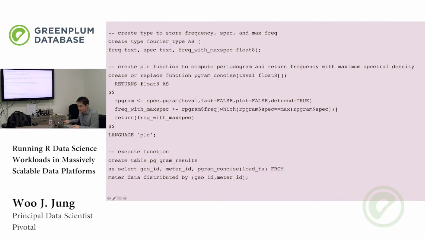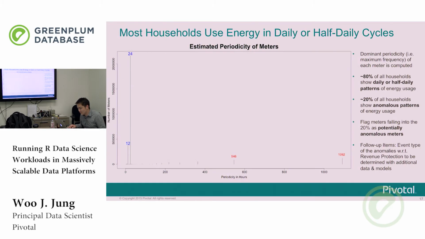And then lastly, we execute the function by invoking the pgram concise function, pointing to a data set named meter_data. If we execute this, then we're able to get back parallelized executions of the FFT algorithm grouped by geographical ID and meter ID. So for each meter that we're tracking in this data set, you'd be running an FFT in parallel inside of Greenplum. And we get some really interesting results back by doing something like this.